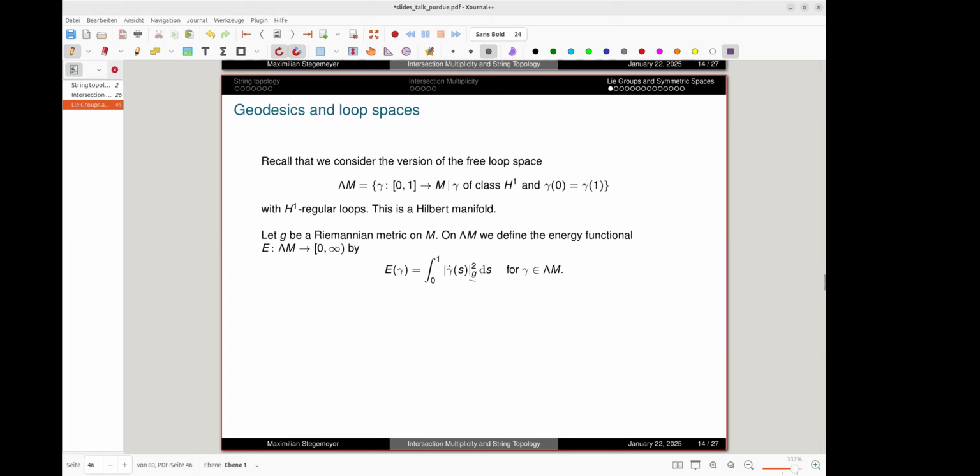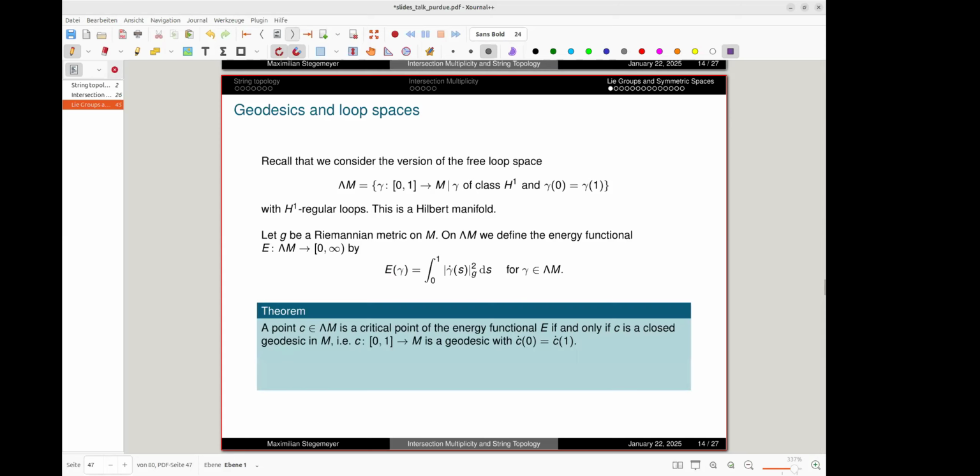And this norm, of course, I want to remind you, depends on the Riemannian metric. So technically, this depends on the metric, so I should write E_g actually. And this is well defined, since we have this regularity assumption, and not only that, but it's also a continuously differentiable function, or even twice. And then the point is, why do we look at this?